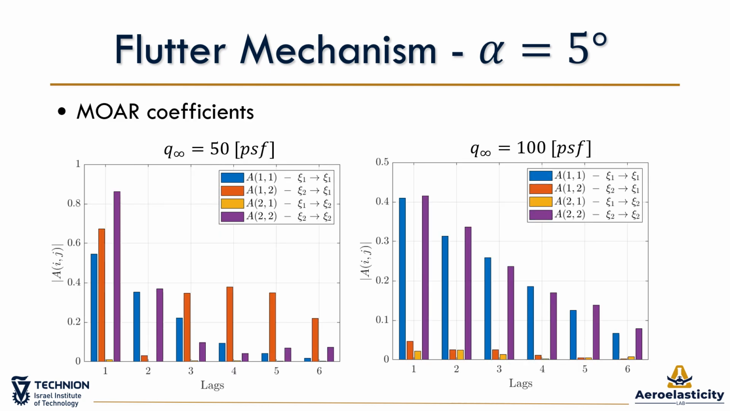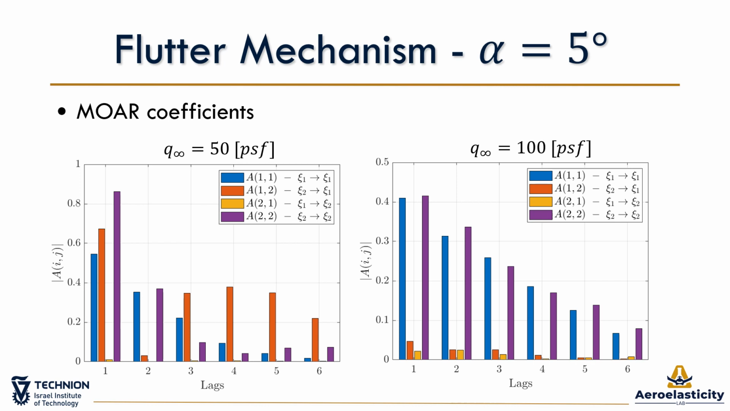We show here the elements of the Moore coefficient matrices for different time lags at 5 degrees angle of attack and two dynamic pressure values of 50 and 100 PSF. Similar to the 1 degree angle of attack case, at all dynamic pressures, the larger terms are the diagonal ones. That is, the displacements are mainly affected by their own time histories. The off-diagonal terms indicate that the pitch displacement has a larger effect on the heave displacement than vice versa.